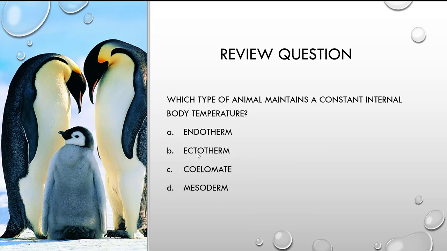Okay, so we're going to do some review questions. Which type of animal maintains a constant internal temperature? Is it A, the endotherm, B, the ectotherm, C, the coelomates, or D, the mesoderms?